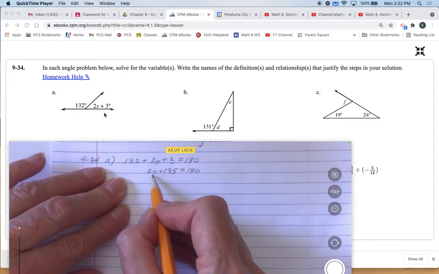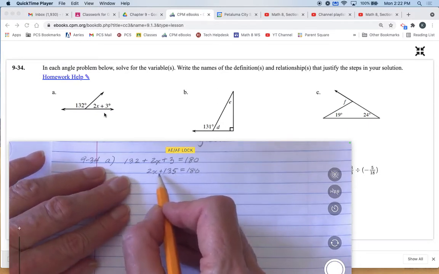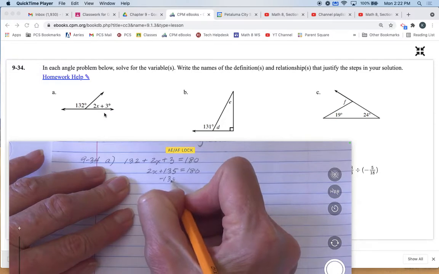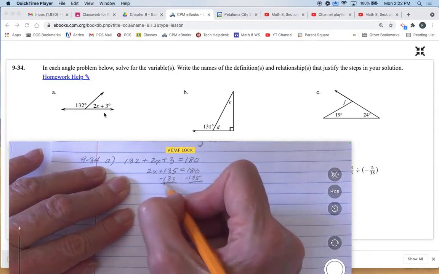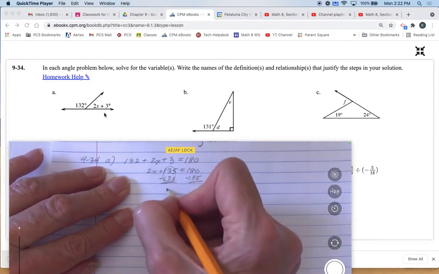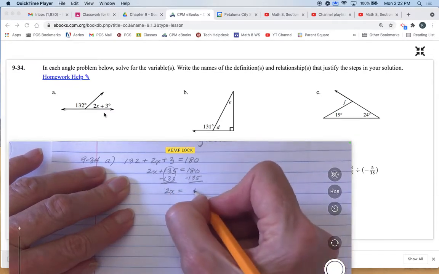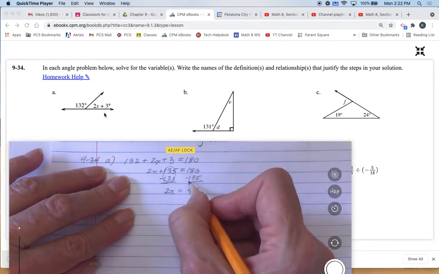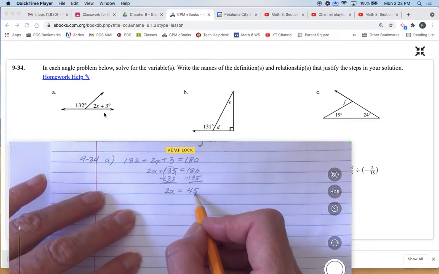All right, now we want to isolate the x, so we're going to undo this plus relationship with 135 first by subtracting 135 from each side. Once we've done that, this zeroes out and the 2x drops down. And then 180 minus 135 is 45. So now we've got 2x is equal to 45.